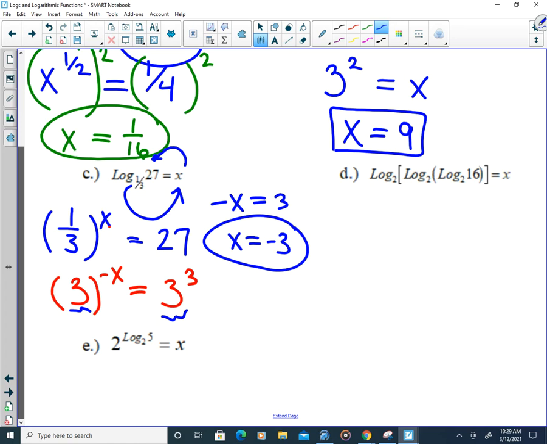And this is what your log is equal to. That can be a negative number. These two numbers right here, the base and the argument, are the numbers that can't be negative. So that number is allowed to be negative.